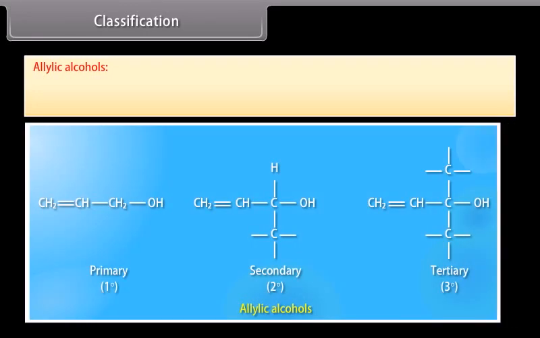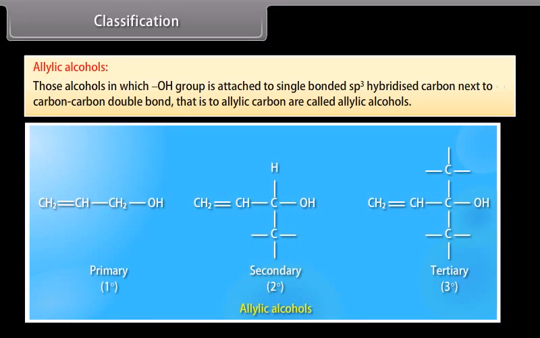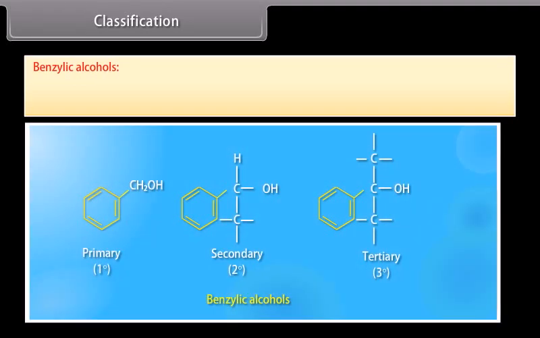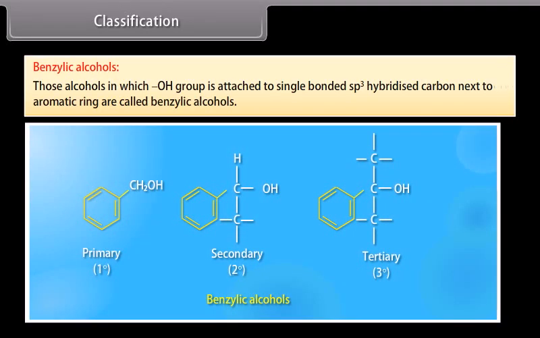Allylic alcohols. Those alcohols in which hydroxyl group is attached to single bonded sp3 hybridized carbon next to carbon-carbon double bond, that is, to allylic carbon, are called allylic alcohols. Benzylic alcohol. Those alcohols in which hydroxyl group is attached to single-bonded sp3 hybridized carbon next to aromatic ring are called benzylic alcohols.